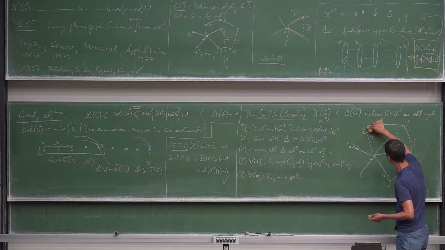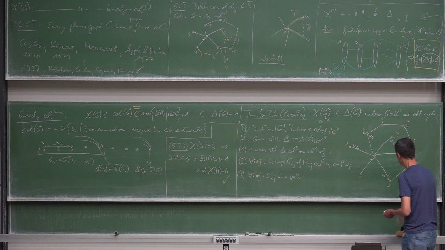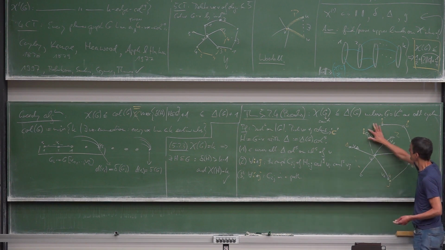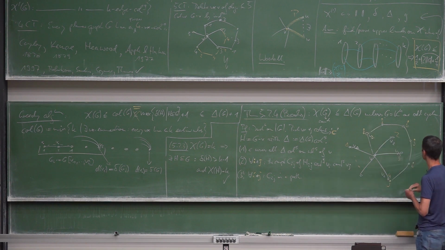So Vi itself doesn't have any other neighbors. So for that same reason, Vj doesn't have any other neighbors in Hij. But maybe some other vertex does. So let's look at the first vertex.